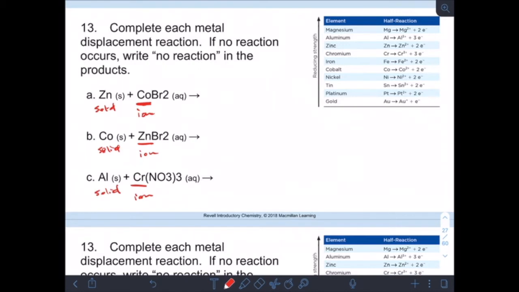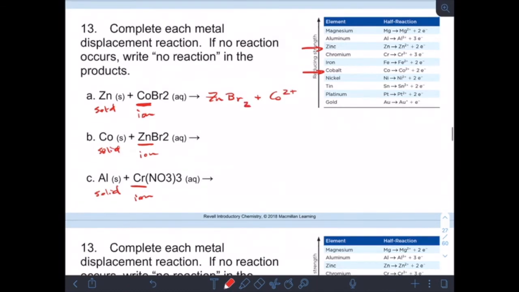So in our first one, we find cobalt ion is sitting right here. And if the metal is higher on the table, then a reaction will happen. So zinc will react with cobalt ions. So we're going to do a displacement. So we end up with zinc with the bromine plus cobalt ions. And zinc is a 2+, so bromine has to have a 2.